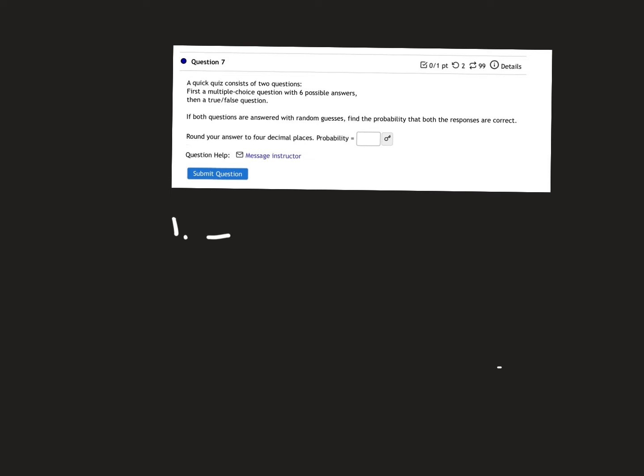Question 1. 6 possible answers. So I have a 1/6 chance of getting that right if I guess randomly. Question 2, 2 possible answers, true and false. So I have a 50% chance if I guess that randomly. Now this has to happen in order for me to get the probability of both correct.